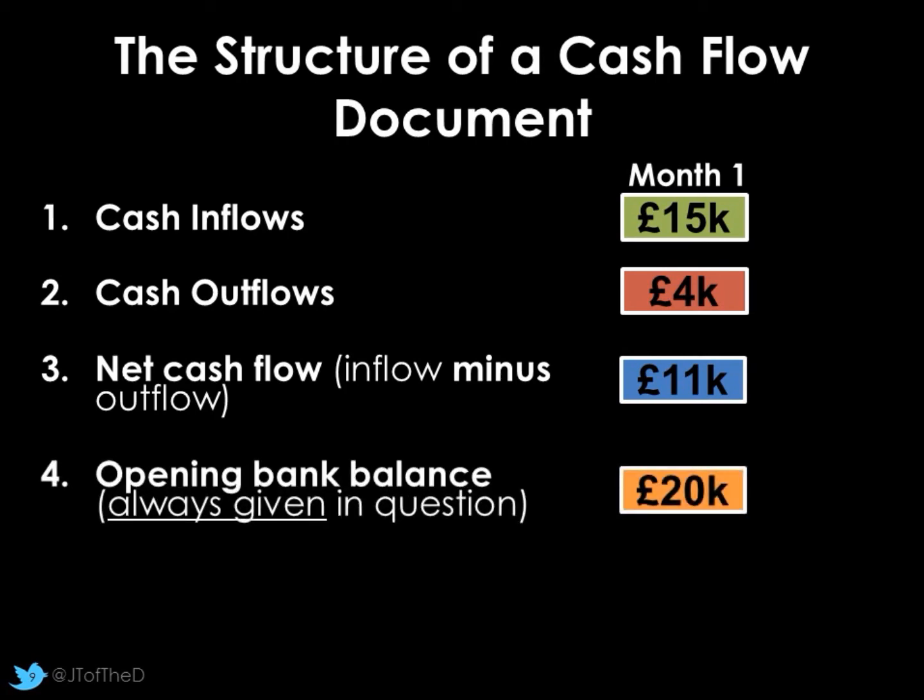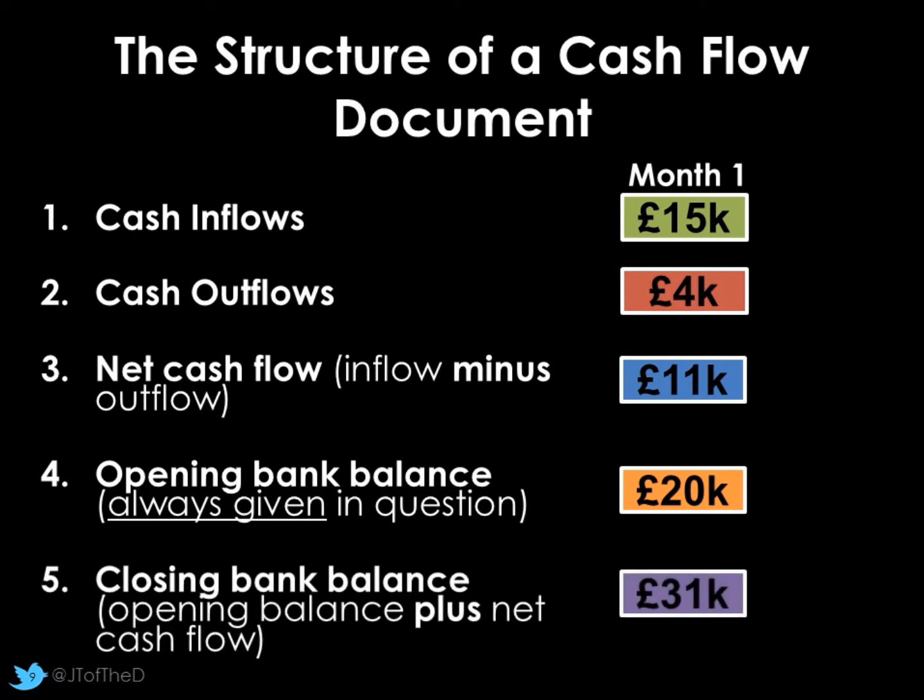Now the opening bank balance is really important, and you can't calculate it. It is always given in some form in the question. It may be already filled into a sheet, it may be stated somewhere in the text. Now to calculate our closing bank balance is really straightforward. We add together our net cash flow, in this case a positive figure, £11,000, plus our opening bank balance, which is £20,000. And businesses don't like stuffing their money under mattresses or in the cupboard, so it all goes into the bank. So £11,000 plus the £20,000 gives our new closing bank balance, which is £31,000.